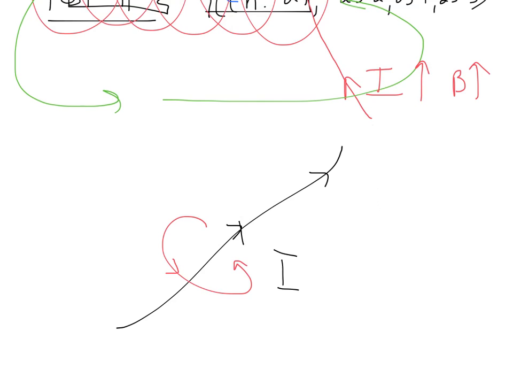You're saying it's going out of the page. Well, it's technically out of the page on this side and into the page on that side, because the field is literally doing this, looping around the wire like that.